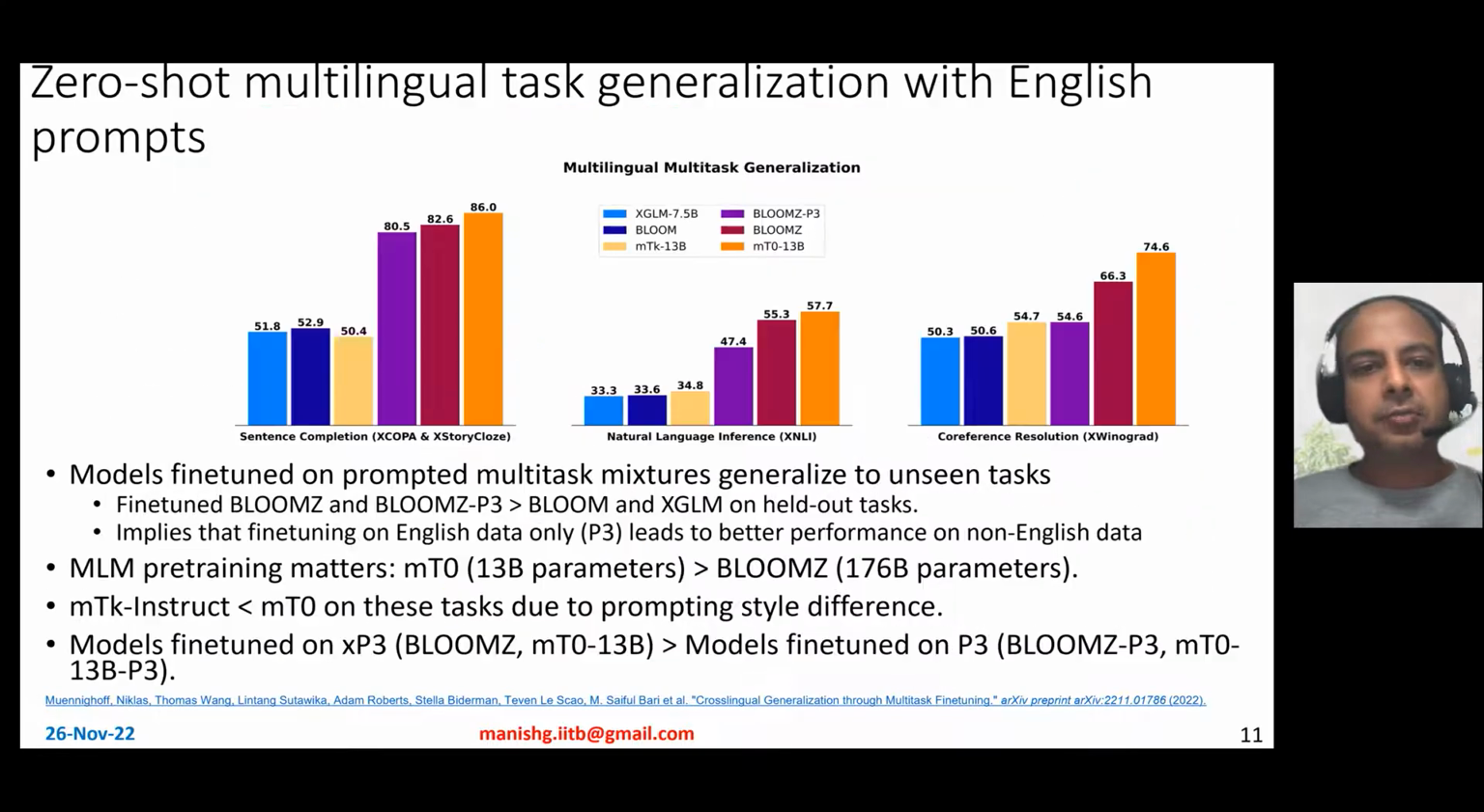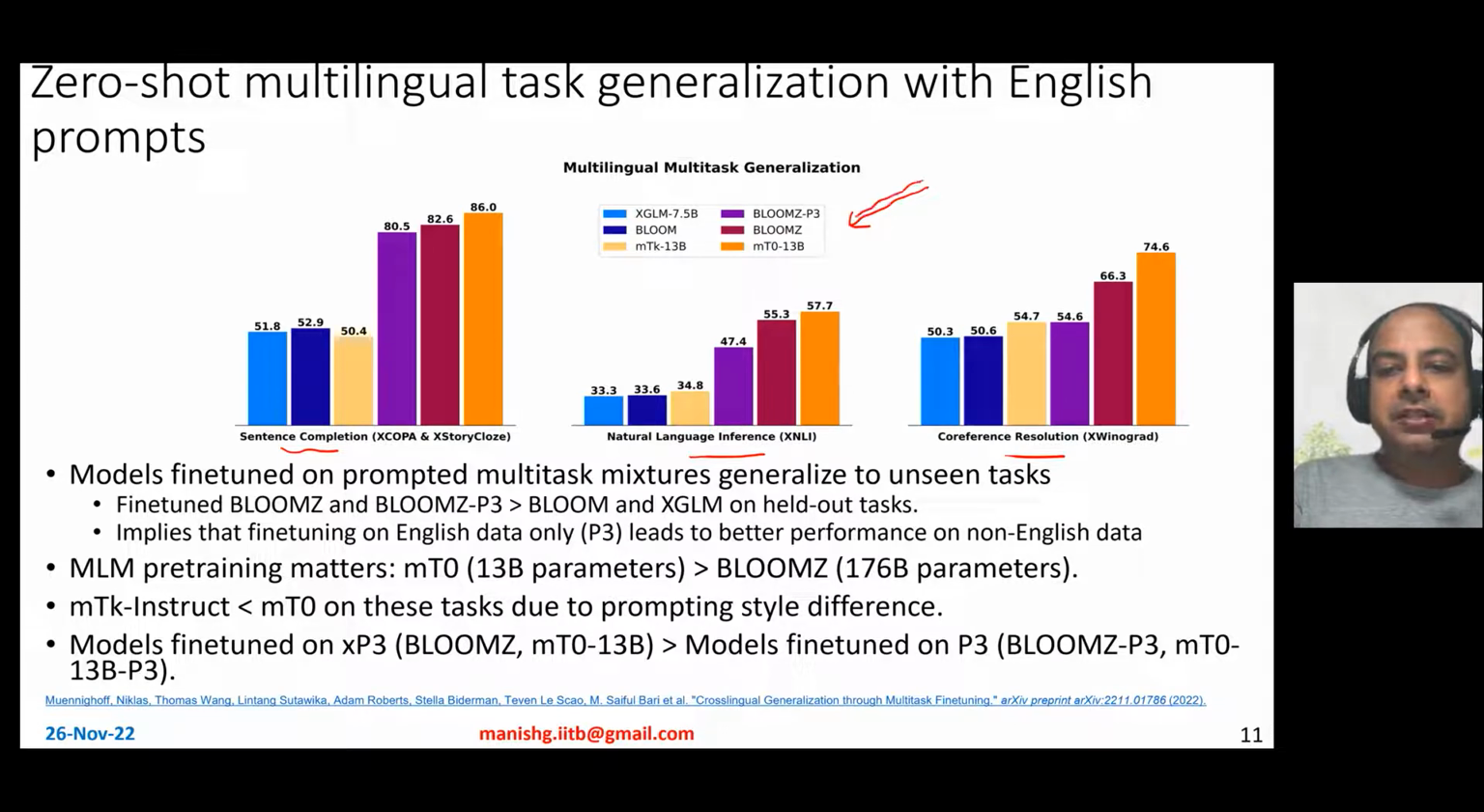So translate those prompts automatically. So what do the results look like? You see results here on 3 different tasks: sentence completion, NLI, and co-reference resolution. You also see results based on 6 different models here: XGLM, Bloom, MTK, which is the MTK instruct model. These are all state-of-the-art, very powerful models. One of them is Bloom itself, as you see. MTK instruct is better than MT5, as they claim.